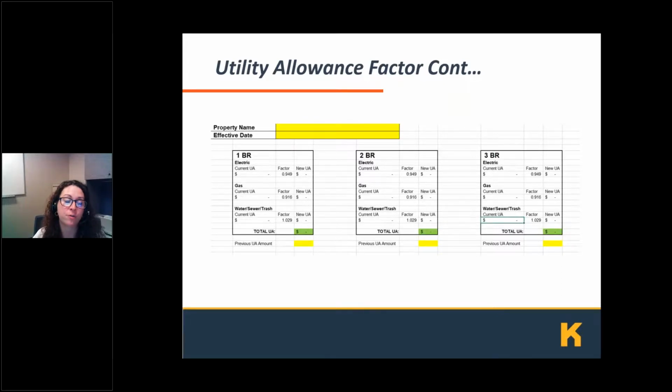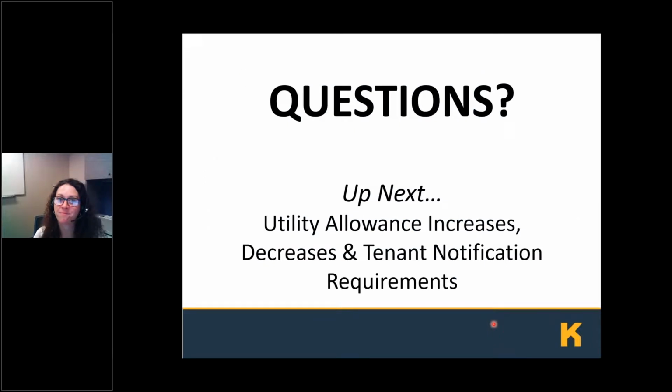I'm sure many of you have received this. The green down here is going to be the new utility allowance amount. The factor, we've created this as formulas. So this is what you'll receive from us if you choose the factor. Okay, questions about the utility allowance factor?